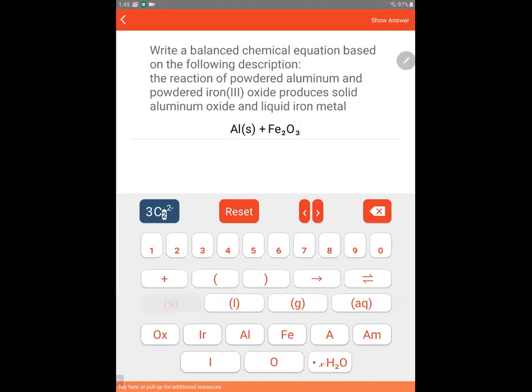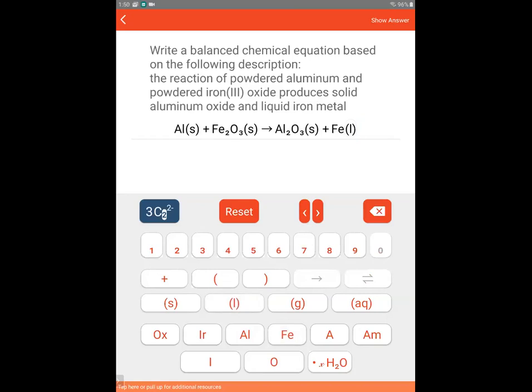This is a solid, and it forms solid aluminum oxide. So there's Al, which is going to be a +3. I'm going to need 2 of them, just like the iron. Oxygen with 3, that's a solid. And liquid iron. There we go.